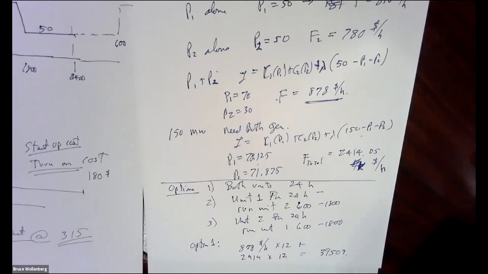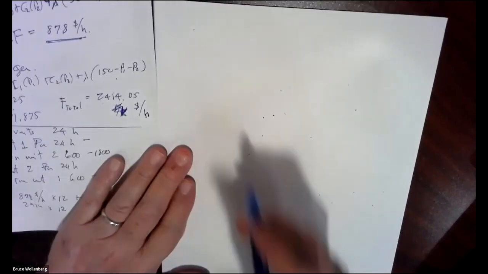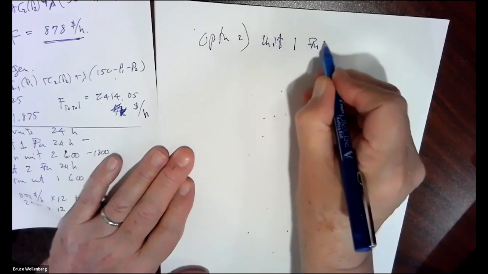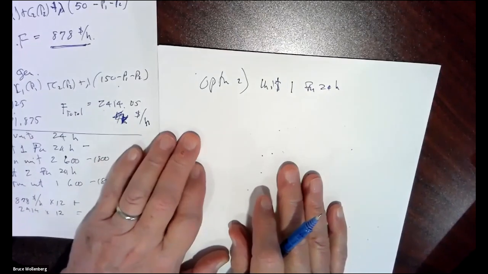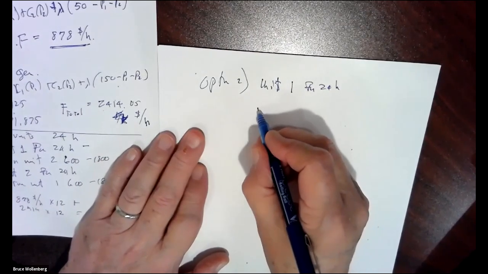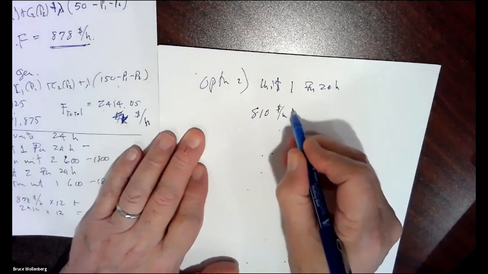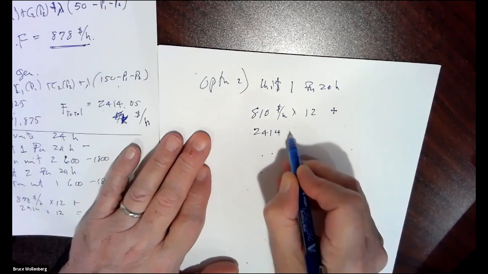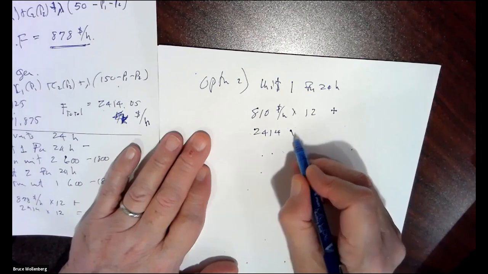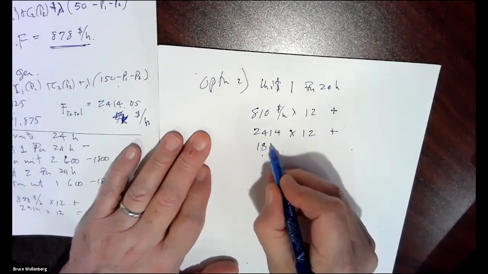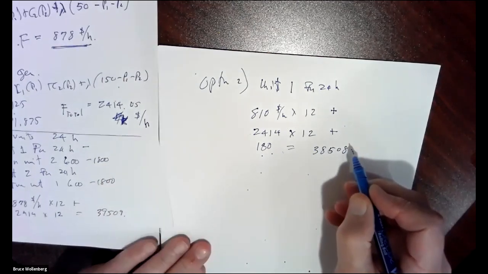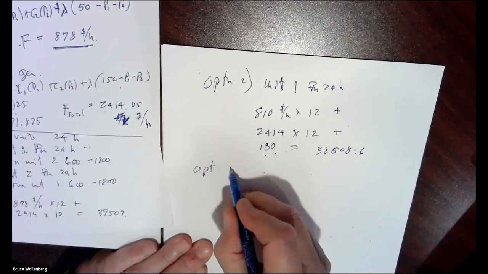Now, if I went to option two, which was unit one for 24 hours, then it's $810 per hour times 12 plus 2414 times 12 plus 180. That's the startup cost. And I get 38,508.6.